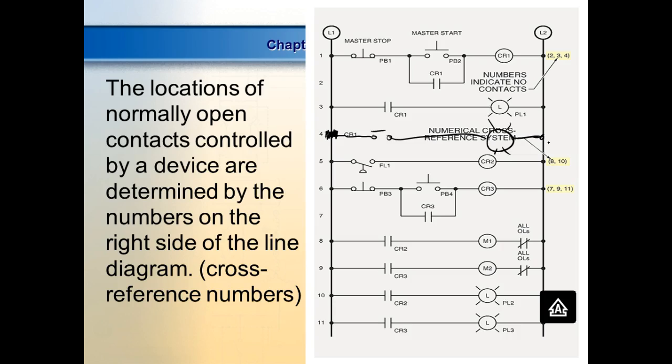So I come over here and I say, okay, this guy's got a contact in line 7. I come over here and I look and I start tracing it over. And there it is. How do I know this belongs to that relay? Because it's got the what? It's got the same name. Then I come over here and I say, okay, this says it has a contact in line 9.